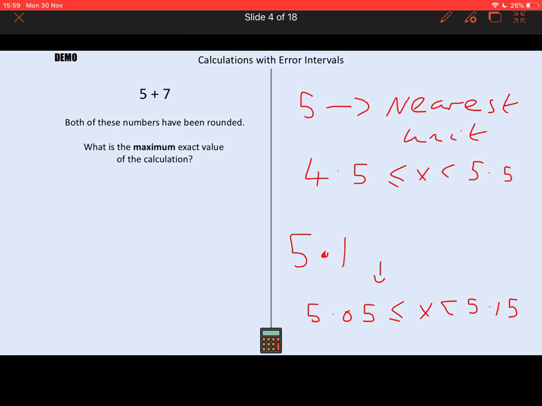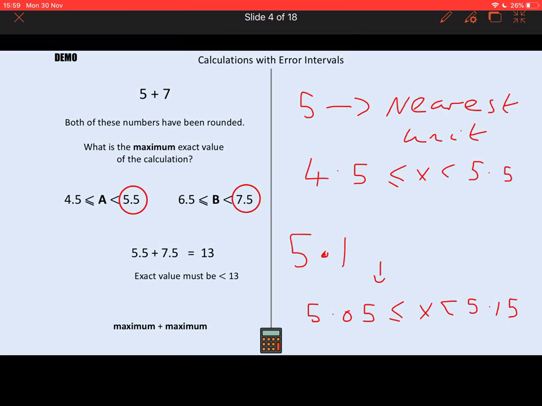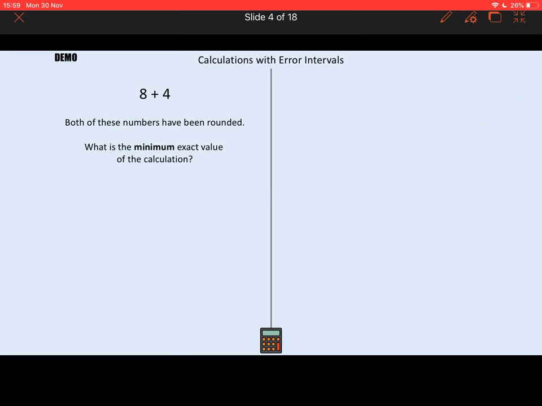So for this type of question, where you want the maximum sum of these 2 numbers, you write the error intervals out for A and B. A is the number on the left, B is the number on the right. So if you want the maximum of this calculation, take the maximum numbers, so 5.5 and 7.5, and you add them together, and you get 30. Now this is telling you that no other number in this calculation can be greater than this, because I've taken the maximum of these 2 numbers.